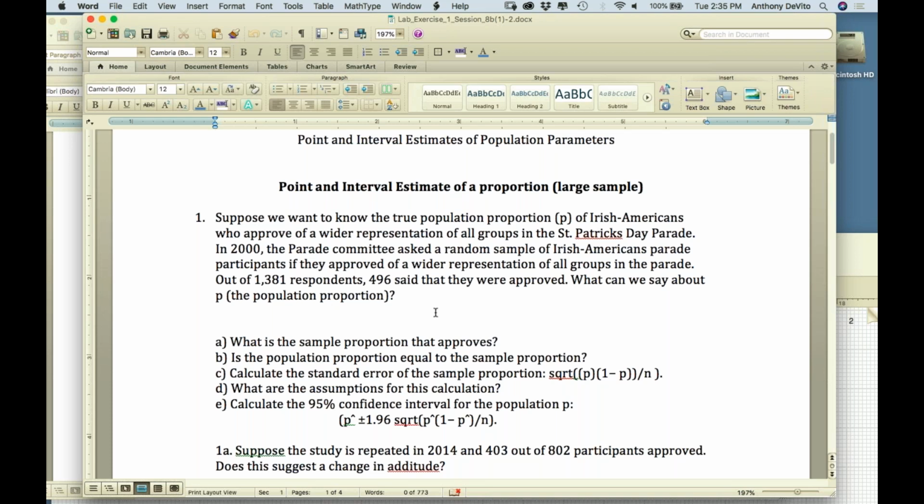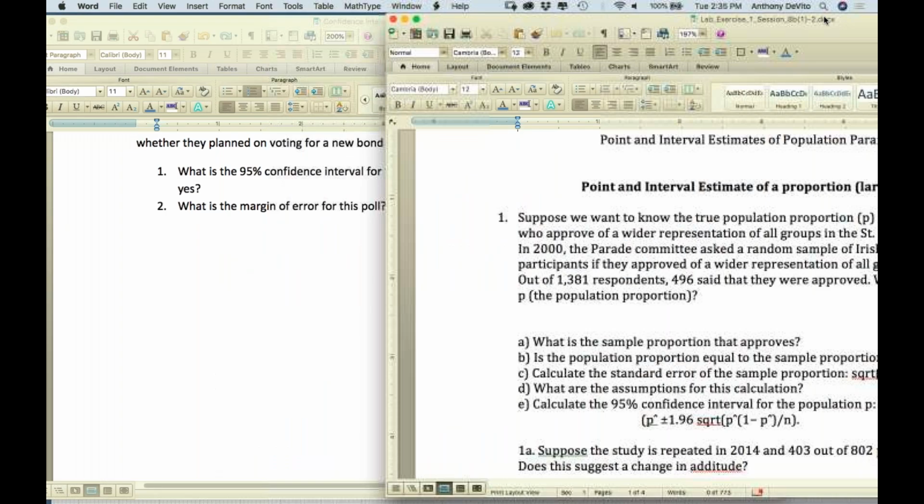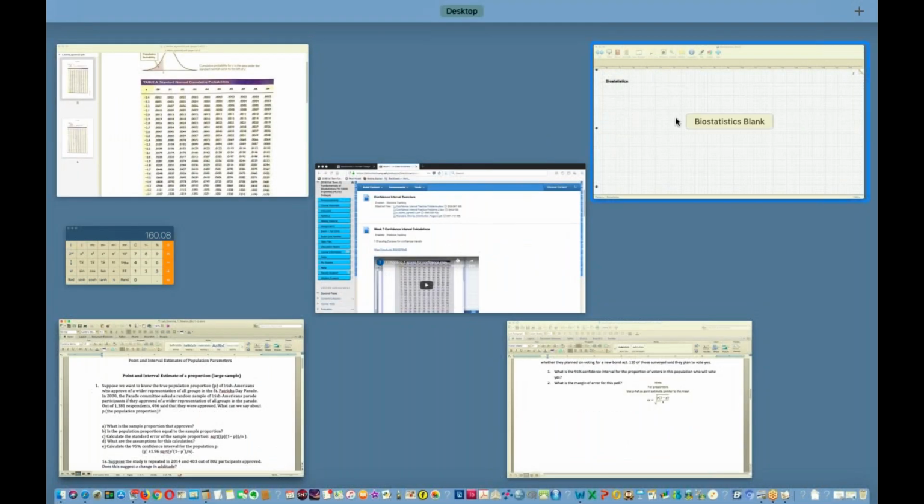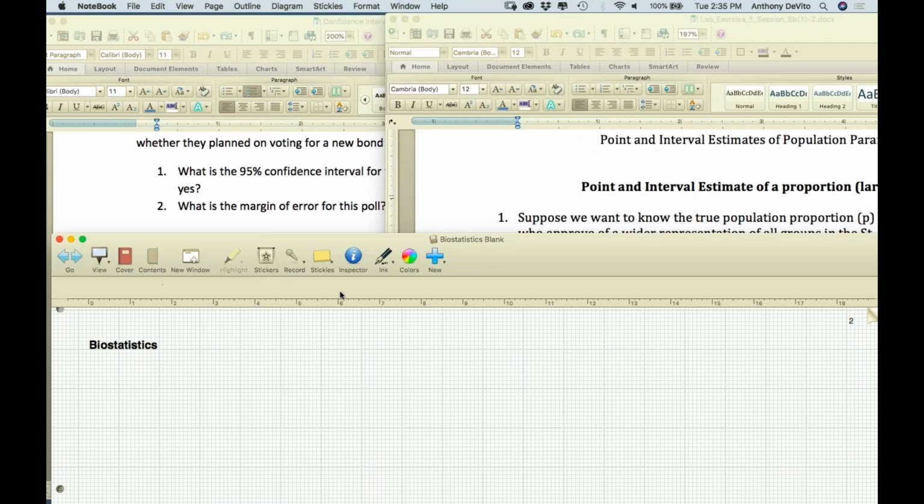So of 1,381 respondents, 496 say that they're in favor of a wider representation. So we have our sample size is 1,381 and what did I say, 496?